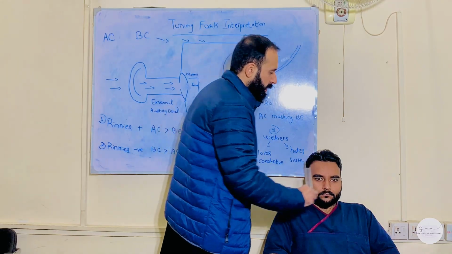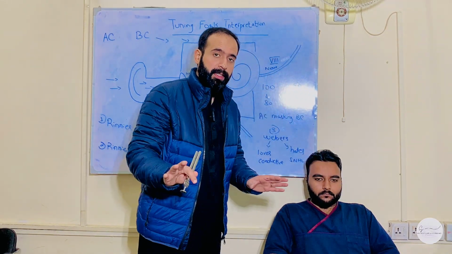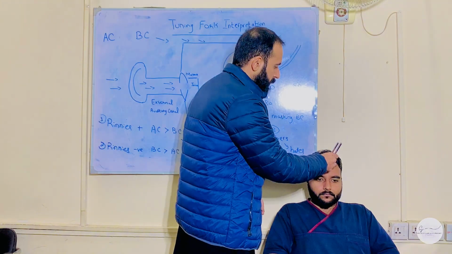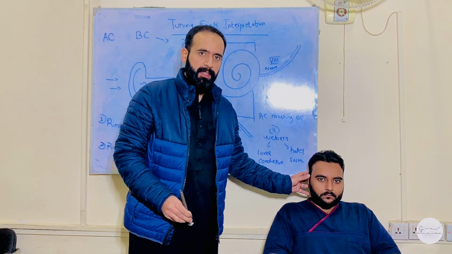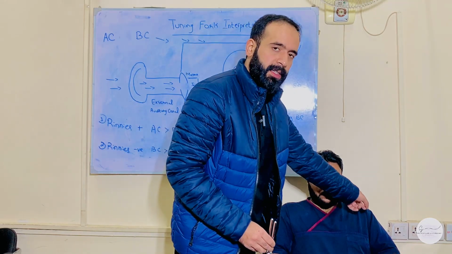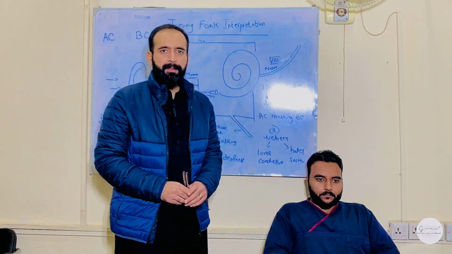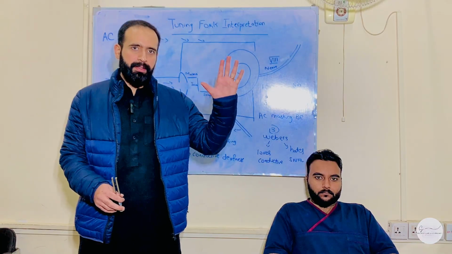Rennes positive, it rules out a conductive deafness. You do the Webers, it comes towards the right ear. Since this ear cannot have conductive deafness, this means that the other ear has sensorineural deafness. So let's summarize the 5 scenarios.